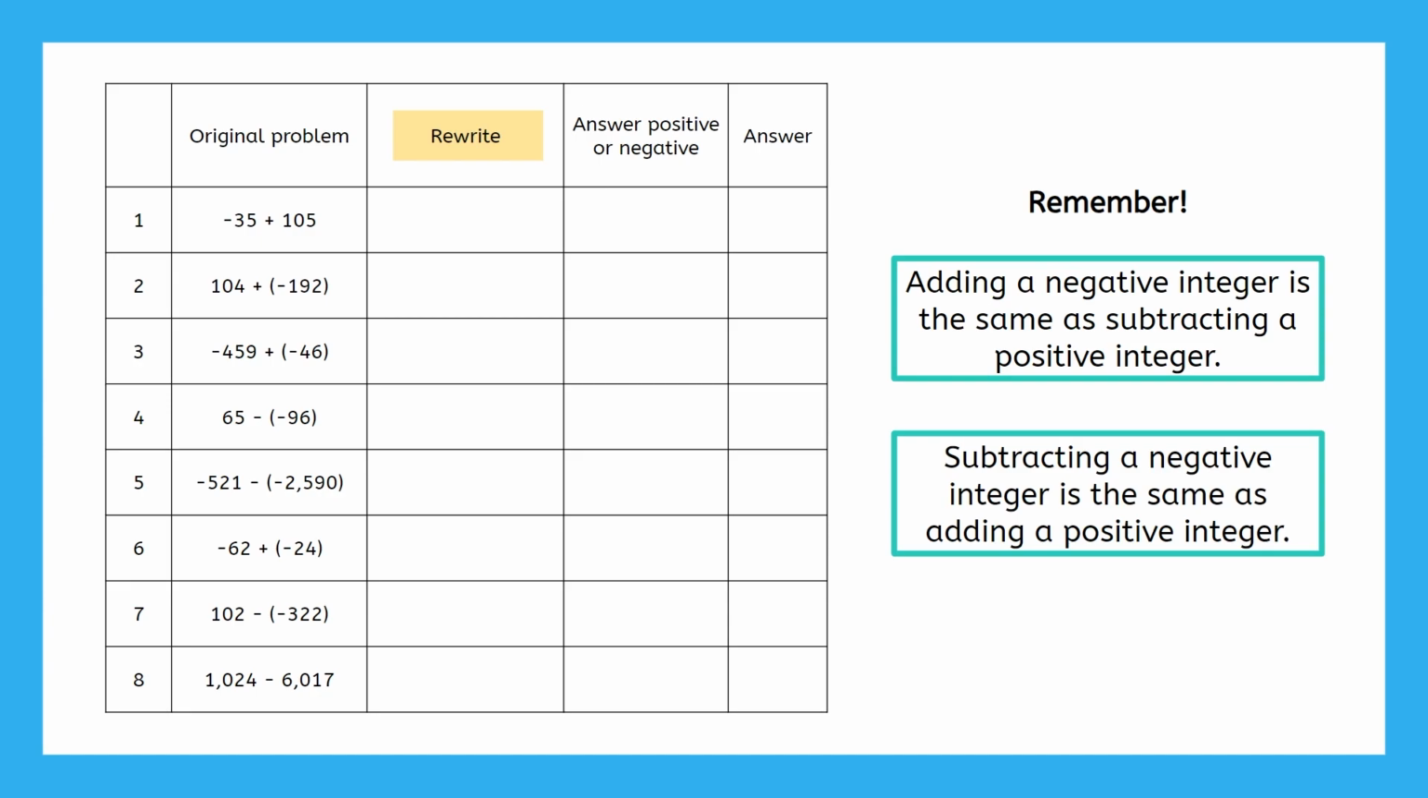For example, number 1 is just adding a positive number, so no need to change that. Number 3, however, can be written as negative 459 minus 46. Pause the video and take a moment to fill in the rewrite column now. Great. Let's see how you did.